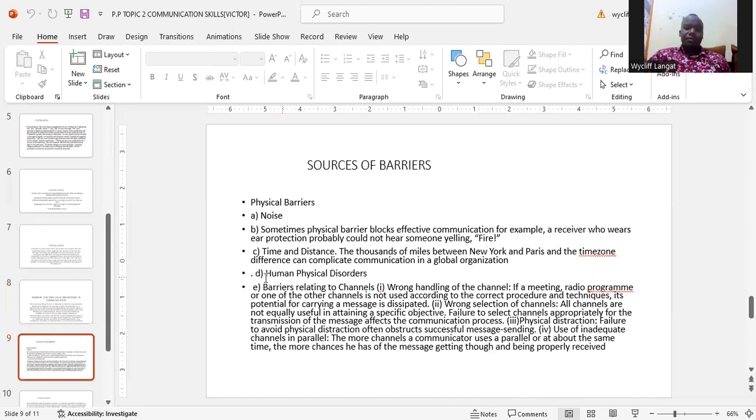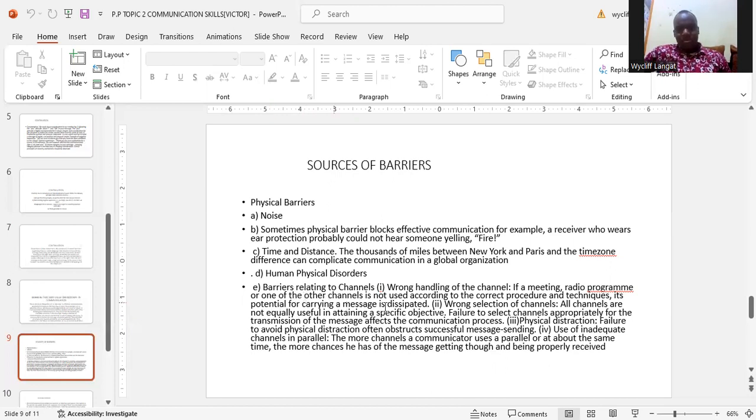We have sources of barriers. We have physical barriers, that is, noise. Sometimes physical barriers block effective communication. For example, a receiver who has ear protection will probably not hear someone yelling fire. We have time and distance. The dozen of miles between New York and Paris and their time zone difference can complicate global communication. We have human physical disorders, another source of barrier under physical barriers.